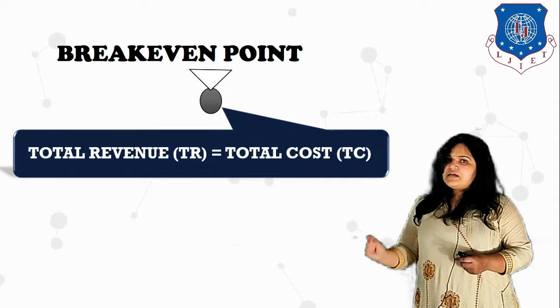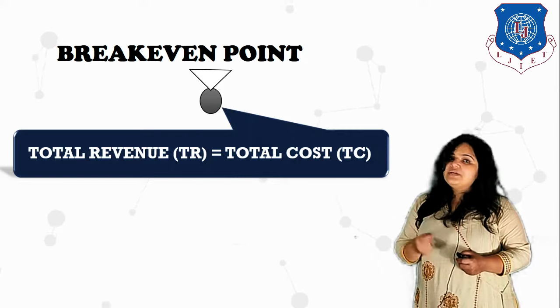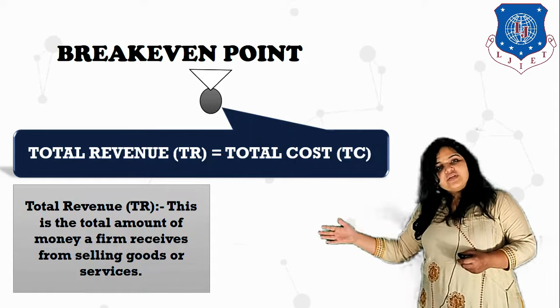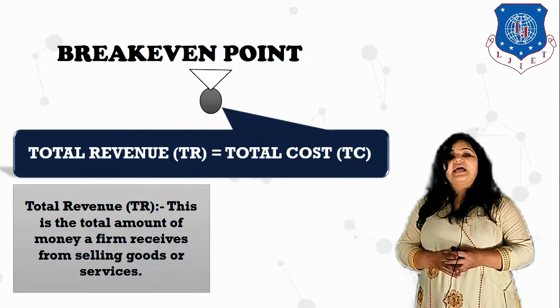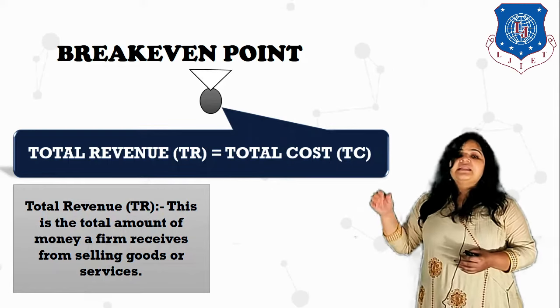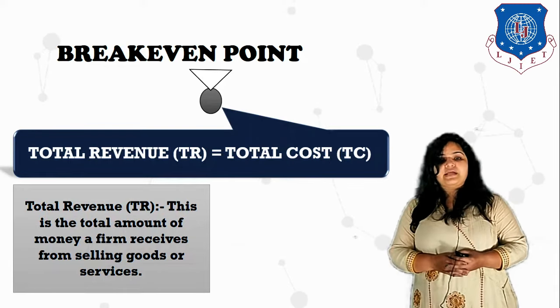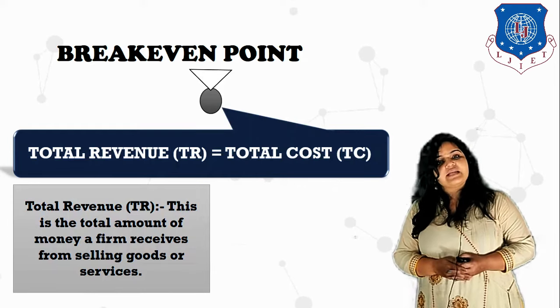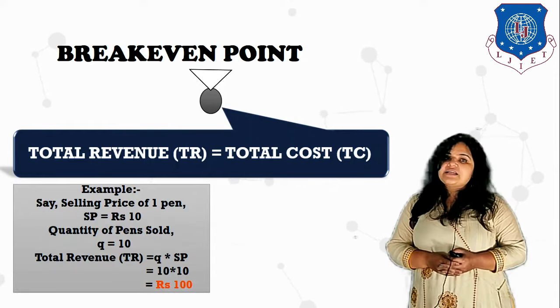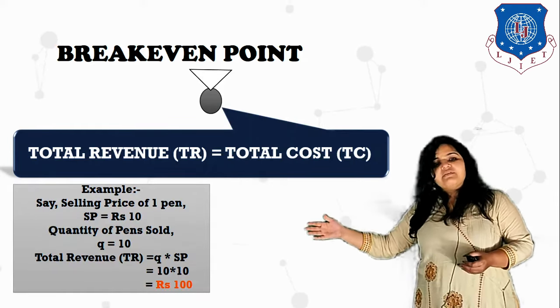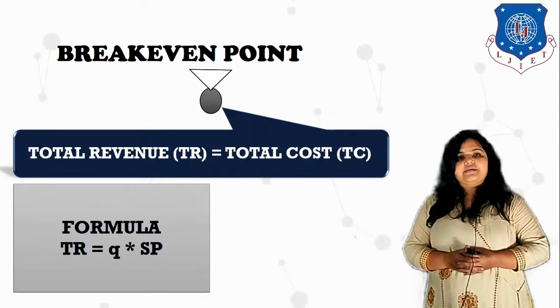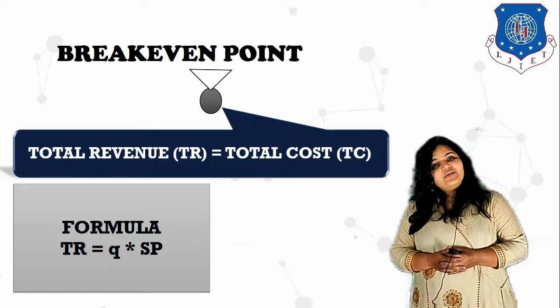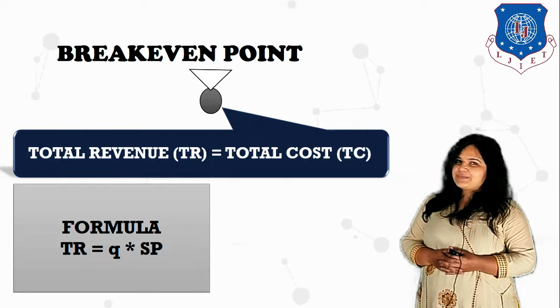So here, can I say that total revenue is actually the quantity multiplied by selling price? This is the total amount of money a firm receives from selling goods and services. As I told you, it can be given by Q into SP. So we have the formula here that TR is equal to Q into SP.